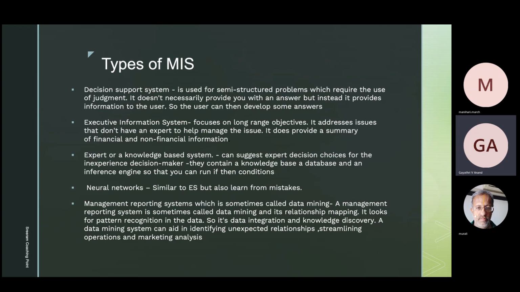So basically you look for patterns in buying, just like I gave you the example of lifestyle a few minutes back for relational database. So whatever we do, there is data mining happening around us. You go purchase something from Decathlon. The minute your name is put, they analyze the pattern of your purchase, then they suggest you products, and that's how it goes. So there is basically a pattern recognition everywhere. Similarly, here also, data mining is very, very important. A data mining system can aid in identifying unexpected relationships, streamlining operations, and marketing analysis.